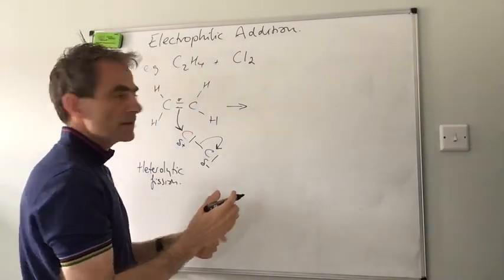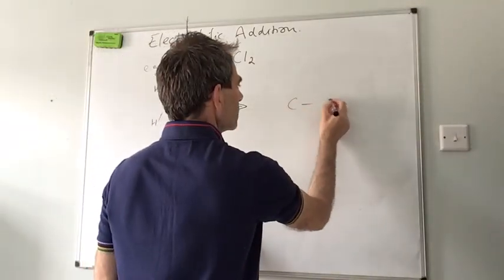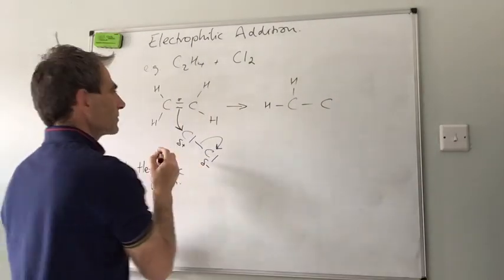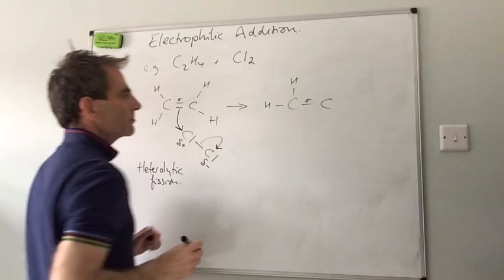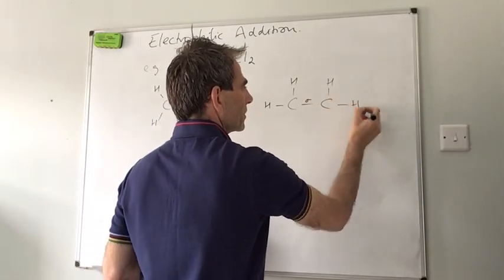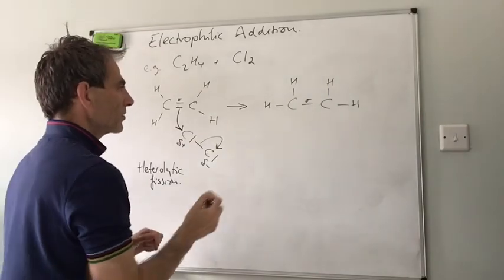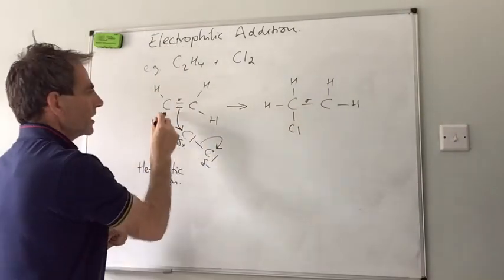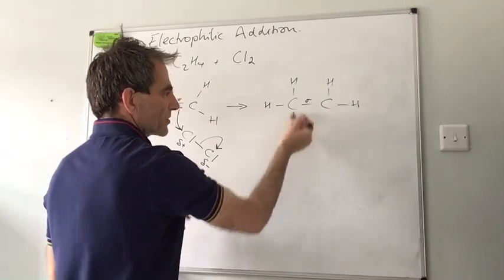So if we move on to the product of this part of the mechanism, this is not the final product, it's an intermediate. So we've got two carbons. There's the two hydrogens on this first carbon. That's that sigma bond that hasn't broken. And we've got hydrogens here and here. So we're going to put the chlorine on that carbon there. I mean, it could have gone there, but I've chosen to put it there.